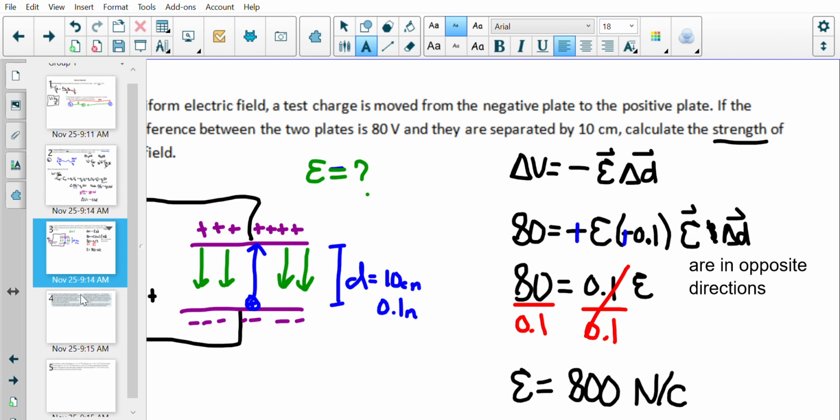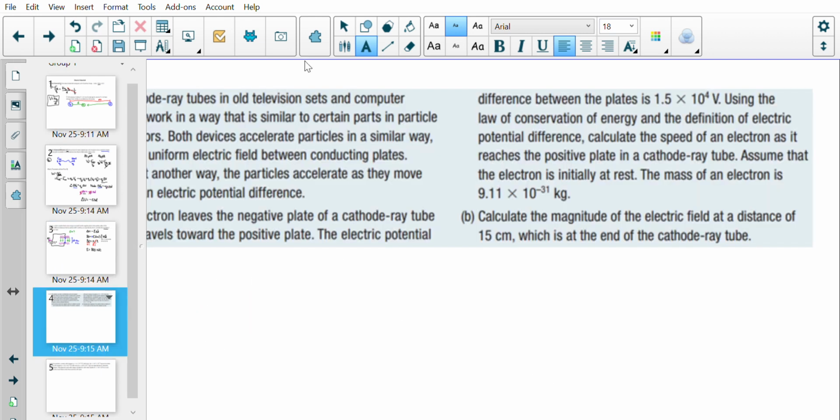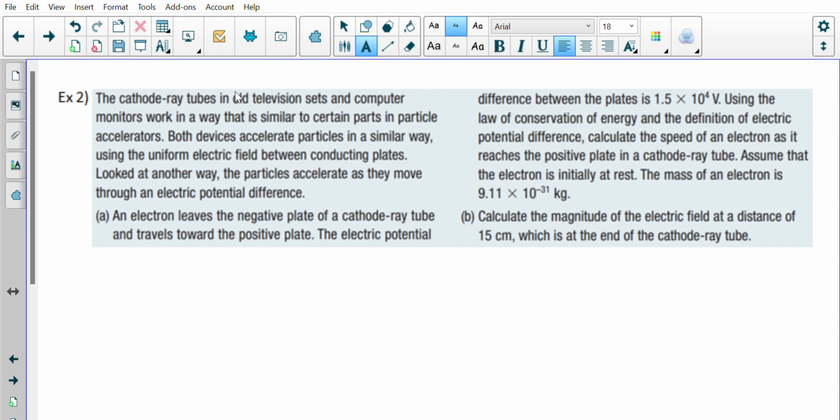Another one, now there's a lot of background here, but I'm not going to talk about it too much, about old television sets and how they work. But we'll get to A, because it basically explains how the old television sets work.